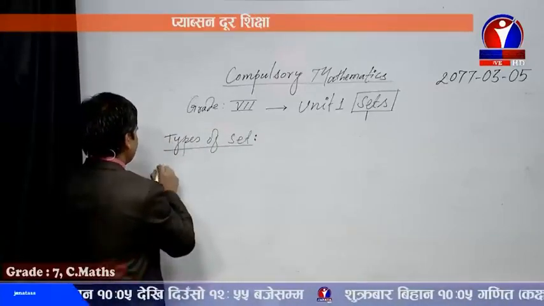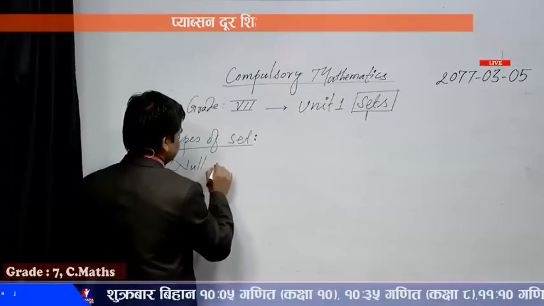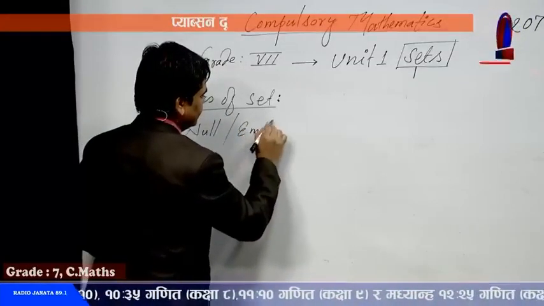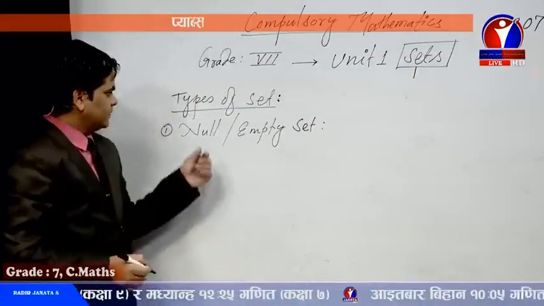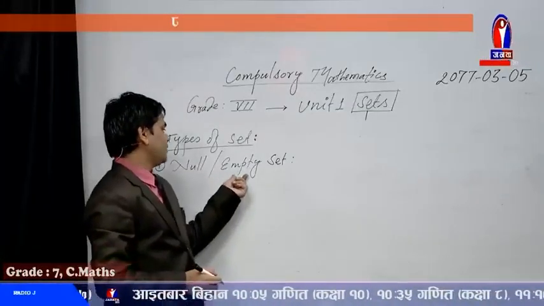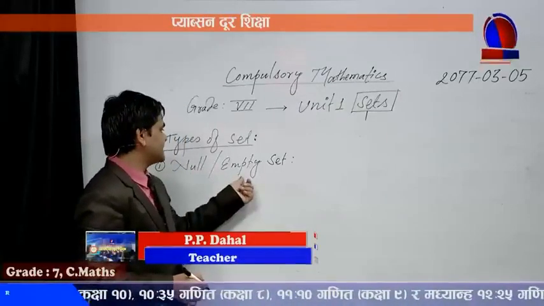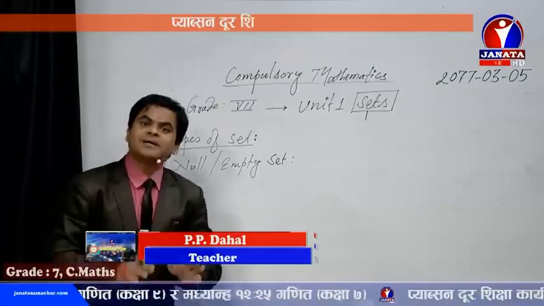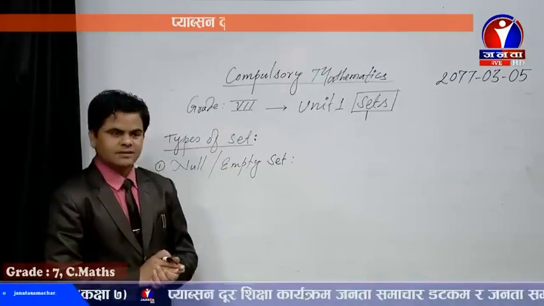So among them, the first one to be known by you is the null set. Null, or it is also known as the empty set. Null refers to 0. Empty also means the same. So they are synonyms of each other. If we have to define the null set or empty set, it is the set having no elements. If there are no elements in a set, that set is known as the null set.